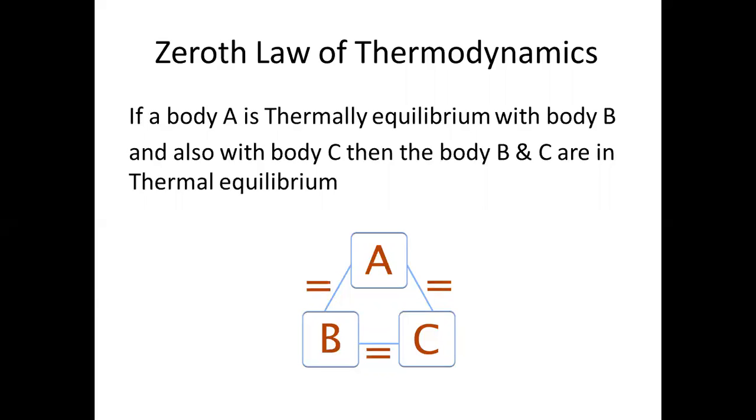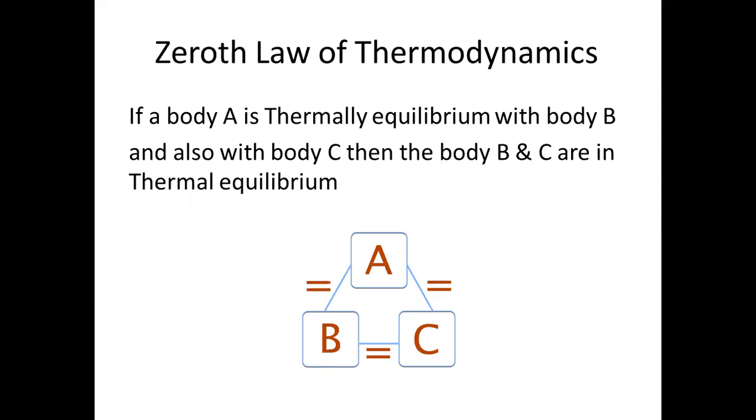The zeroth law of thermodynamics completely depends on equilibrium states. Here, the statement is: if a body A is in thermal equilibrium with body B and also with body C, then bodies B and C are in thermal equilibrium. Here you can see, if A and B are in thermal equilibrium and A and C are in thermal equilibrium, then B and C will obviously be in thermal equilibrium. And this is the zeroth law of thermodynamics.